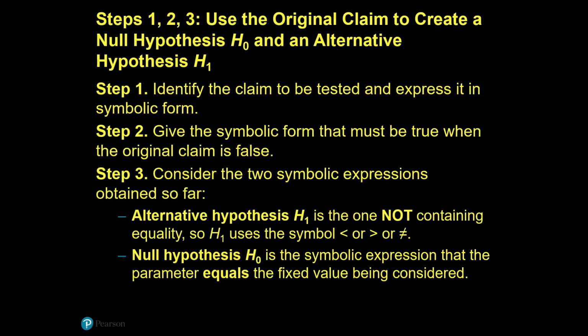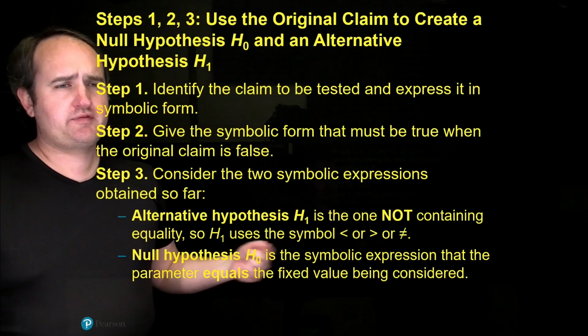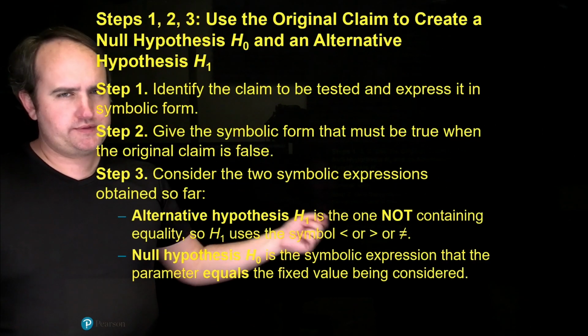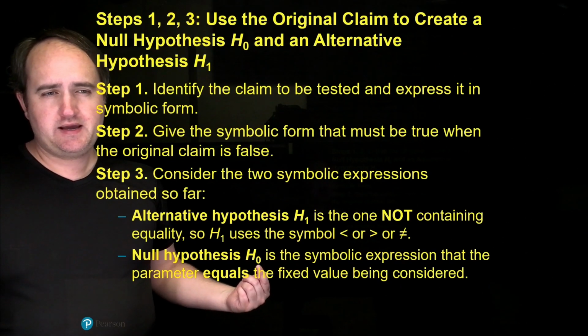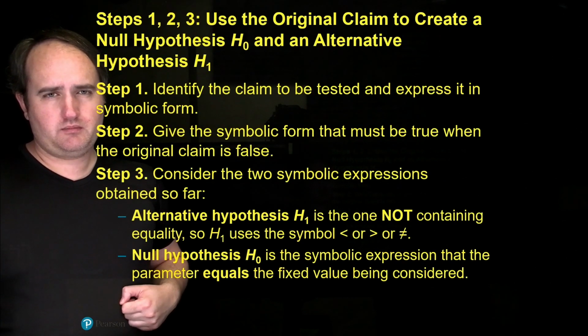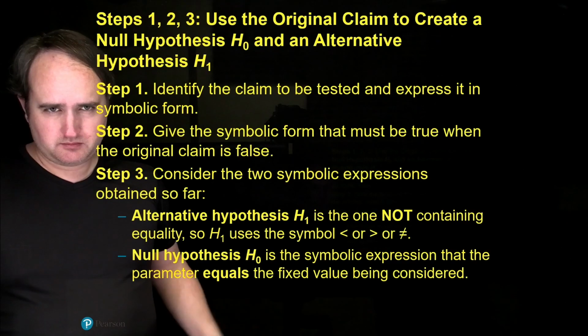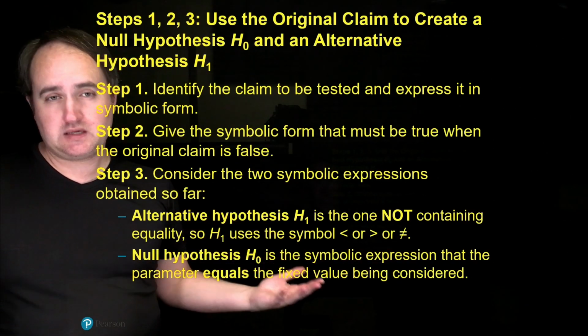And then the book makes this seem more complicated than it needs to be. They say give the symbolic form that must be true when the original claim is false. I say the easier way to do that is to just replace your inequality symbol with an equal, the way we did. Okay, and then the alternative hypothesis, H1, is always the one that contains either less than, greater than, or not equal, whereas the null hypothesis, H naught, always involves an equal symbol. So you just replace these symbols with equals, and then you're good.